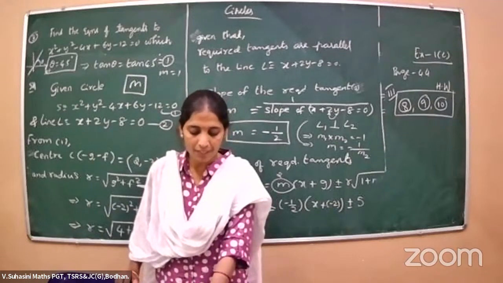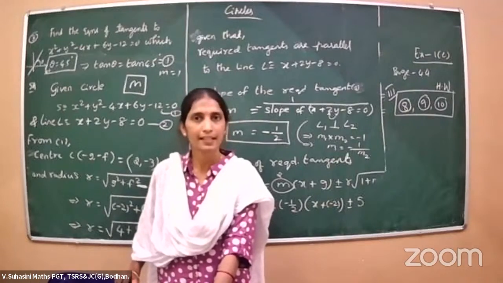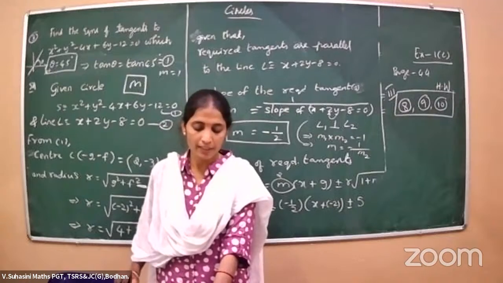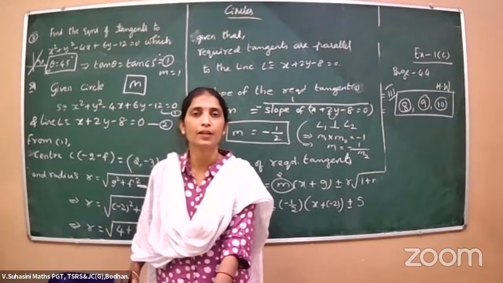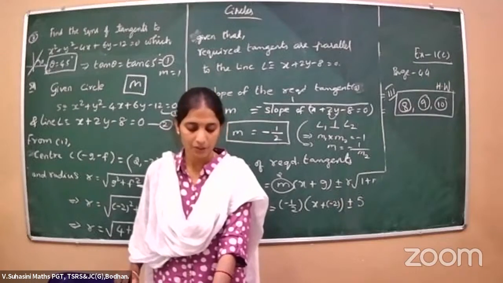What will be the center of the circle? 2, minus 3. Is this clear, children? And the radius you need to find out using g, f, c. What is g? Minus 2. f is 3. c is minus 12. Substitute in the formula and then find the required equations.